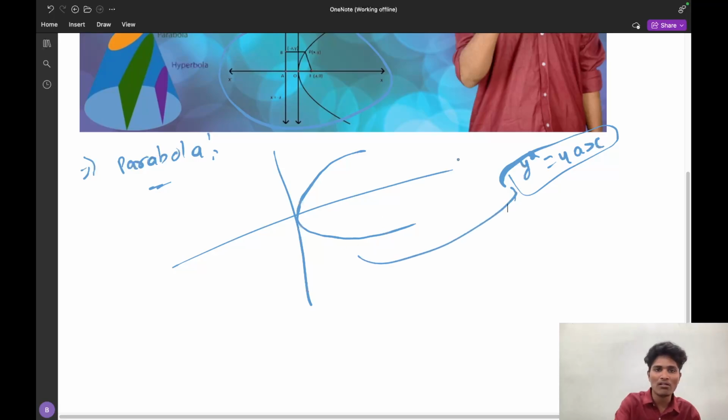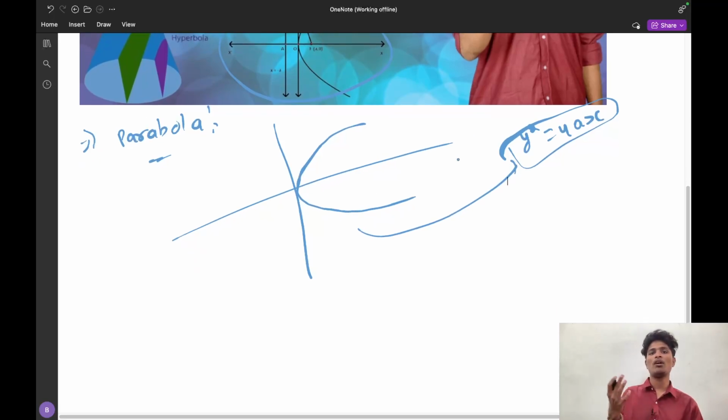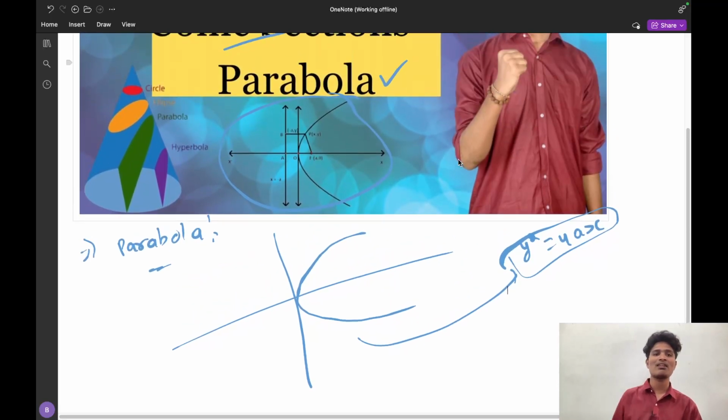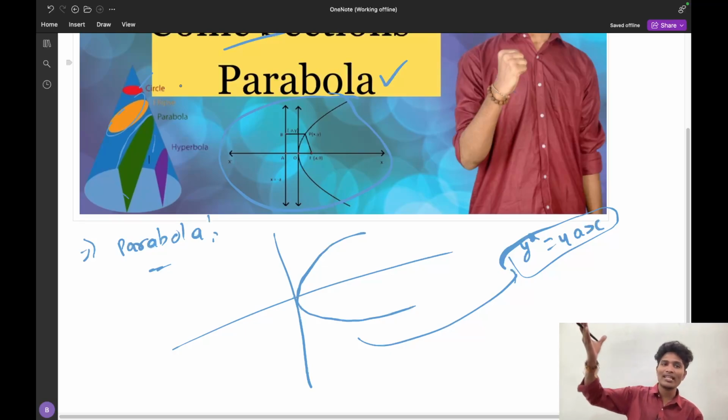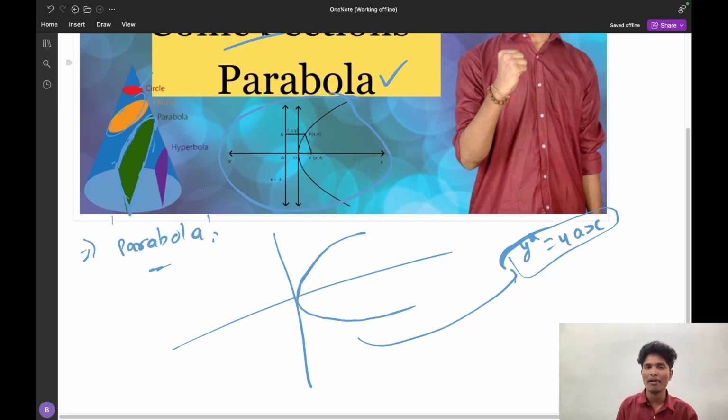And what is a parabola in the conic sections? When we take sections, this is a cone, and this is the circle we got, this is the ellipse we got, and this is a parabola we got. How did we get this parabola? When we use a plane which cuts the cone at a certain angle, we get this shape. This shape is called a parabola. For this parabola, we will discuss the properties, the tangent and normal equations, everything.